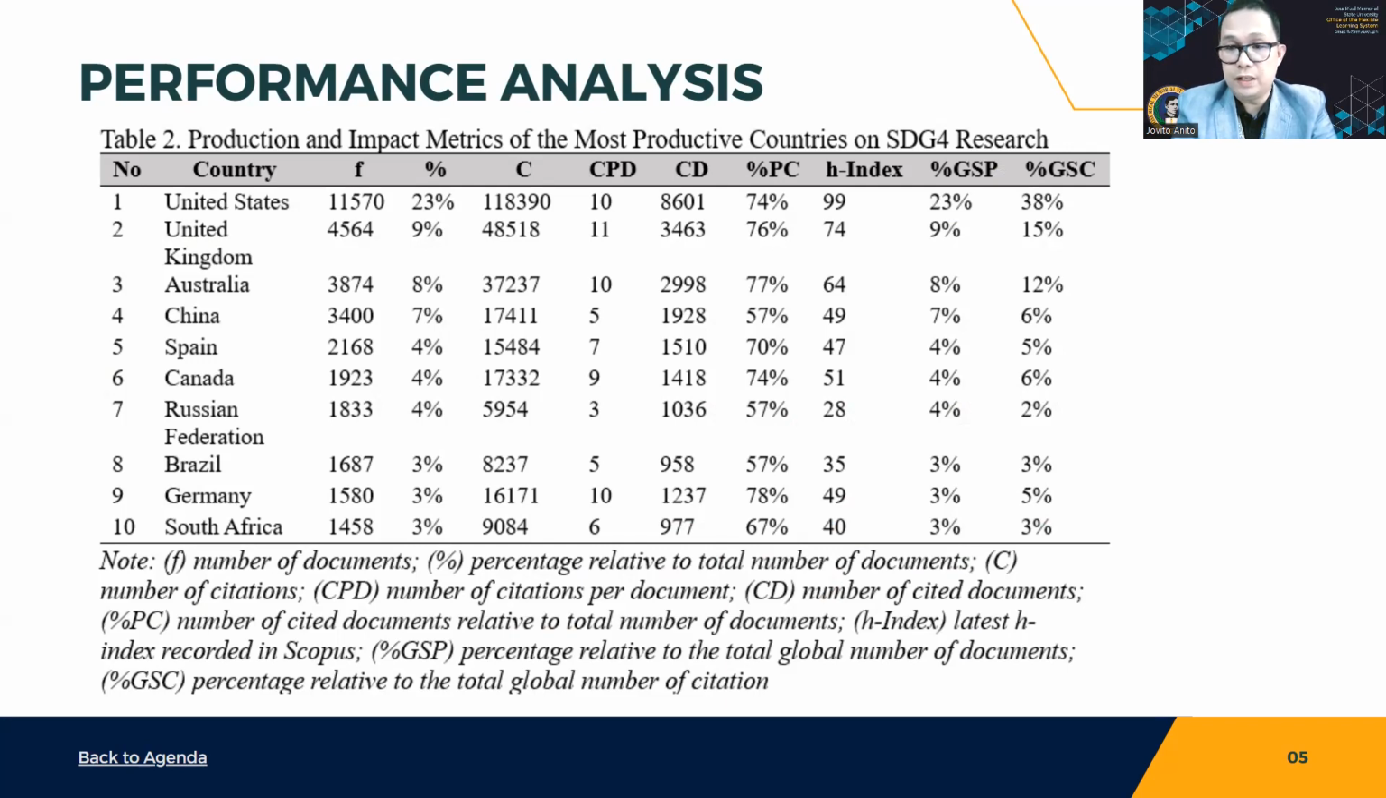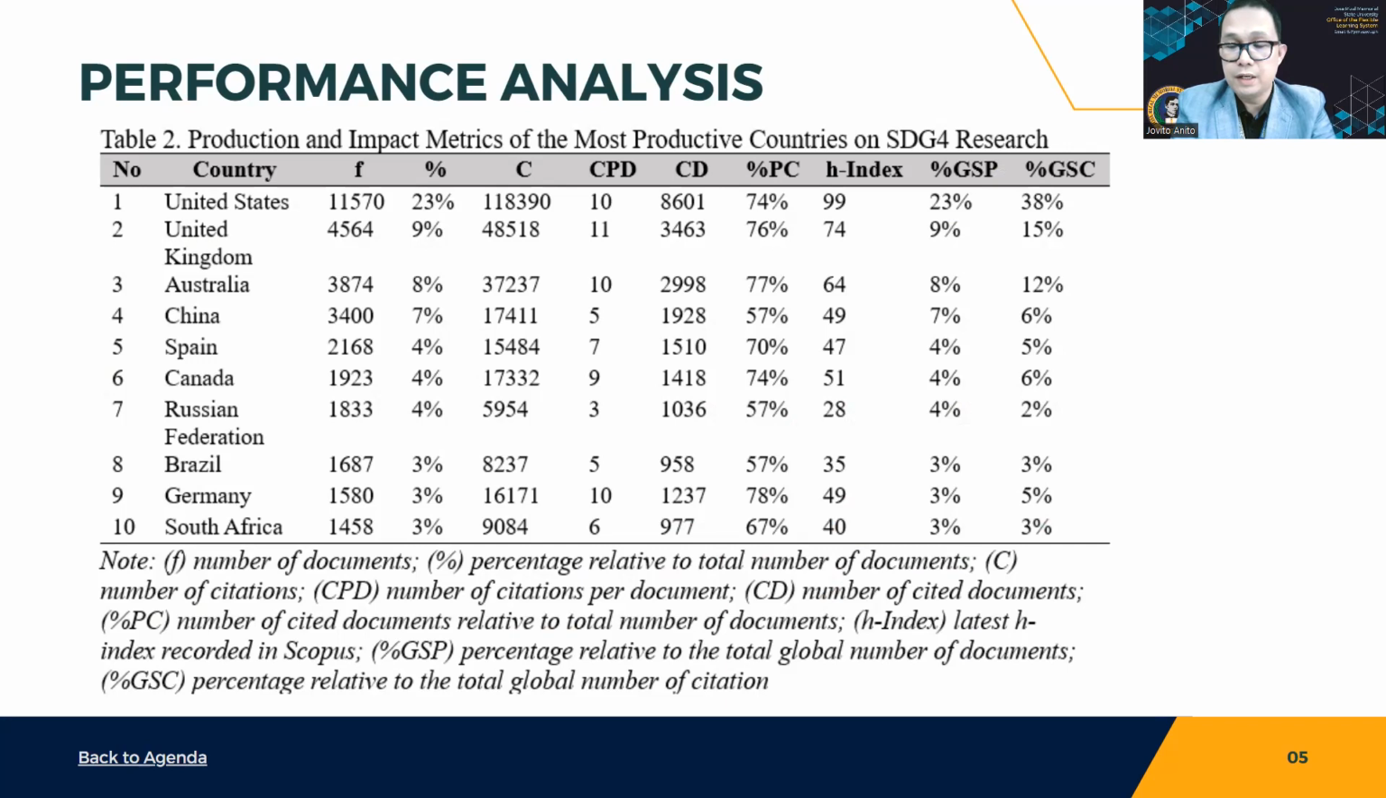And the H index is calculated by the number of documents with that many citations. And percent GSP is the global share of production, which is the percentage of that particular rate compared to the global production rate. Global share of citation is basically the percentage of that particular citation compared to the global citation rate.